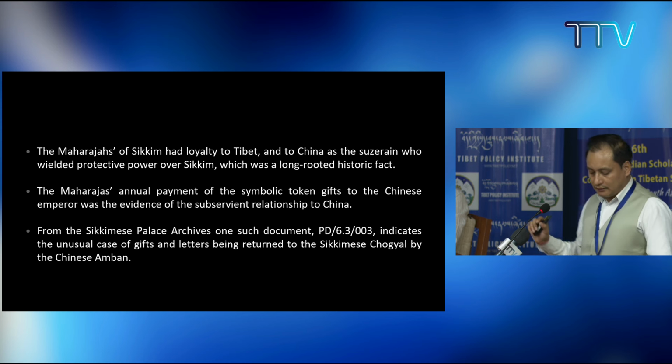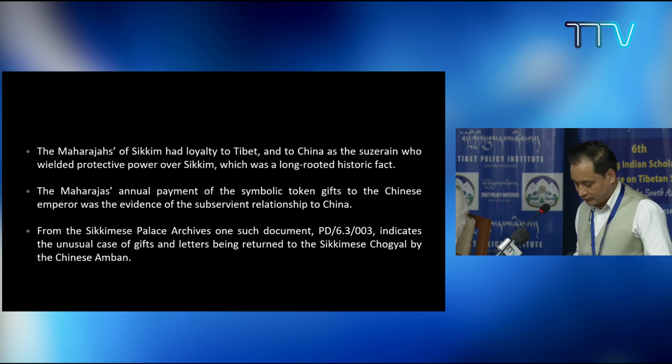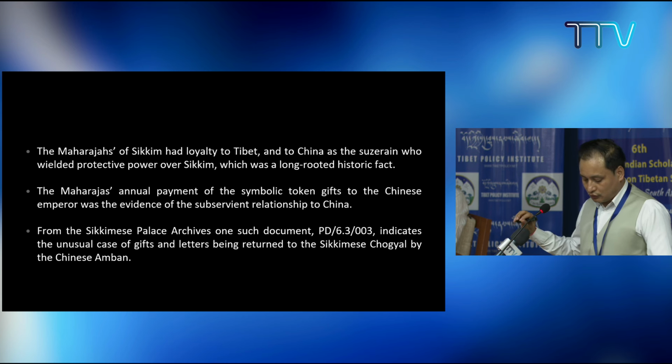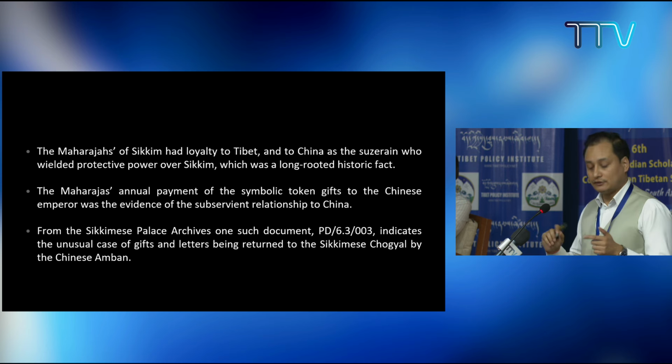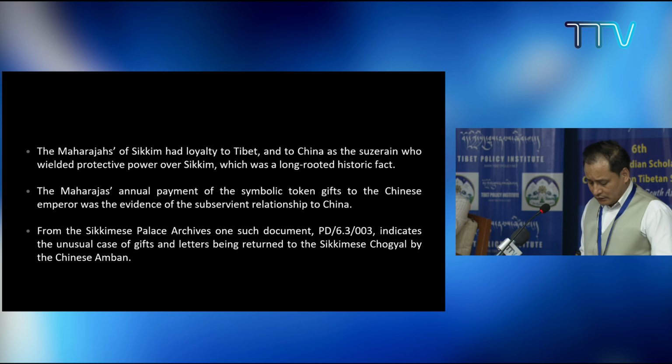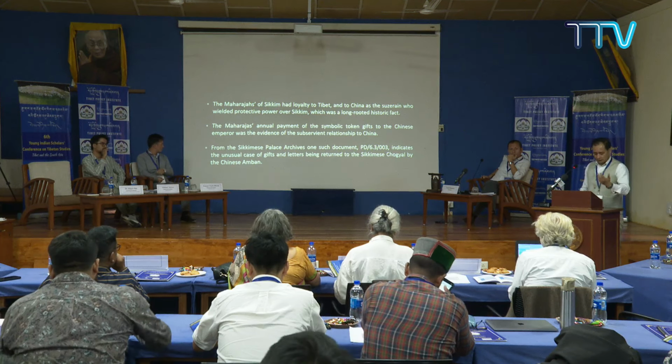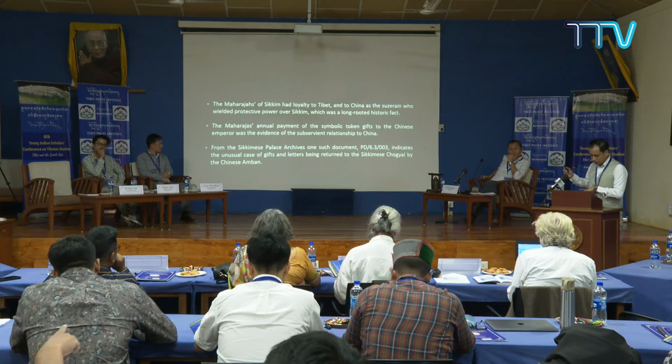So historically, Maharajas of Sikkim had loyalty to Tibet and to China, who wielded protective power over Sikkim, which was a long historic fact. So the Maharaja's annual payment of the symbolic token gifts to the Chinese emperor was the evidence of the subservient relationship to China. One such document highlights the unusual case of gifts and letters being returned to the Sikkim Sokal by the Chinese Amban. So it proves that the Sikkimese Maharaja used to pay gifts or taxes to China.